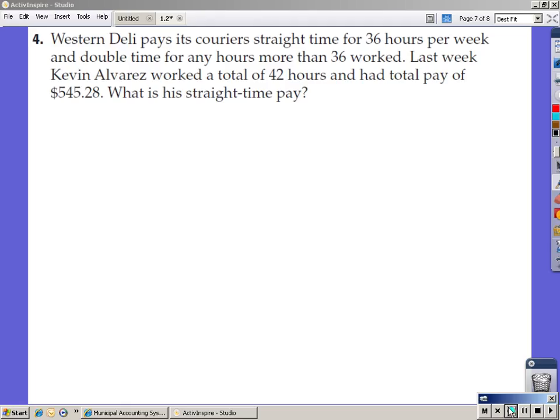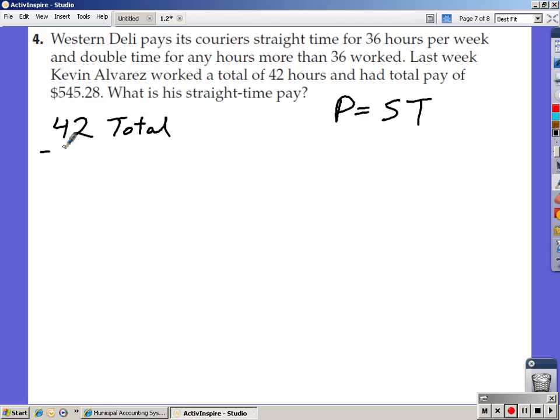All right, well, we're looking for straight time pay, right? So if we're looking for straight time pay, what variable do we want to use? How about P for pay, straight time. P equals straight time pay. Okay? Now, if it says he worked a total of 42 hours, but 36 is his full time, 42 total hours minus 36 at a straight time rate, that leaves me 6 at an overtime rate. Okay?